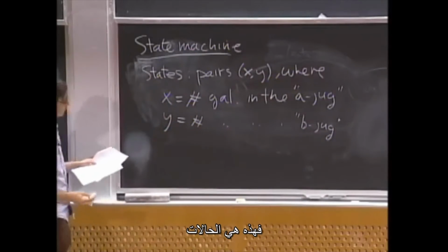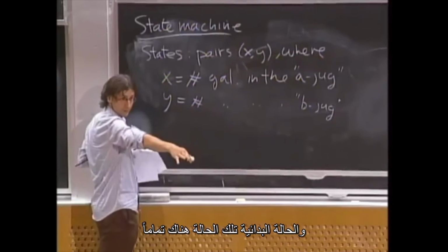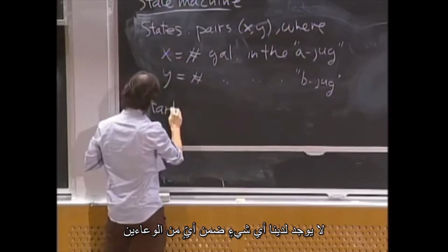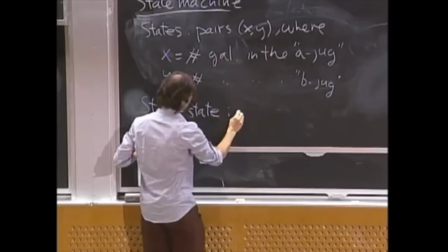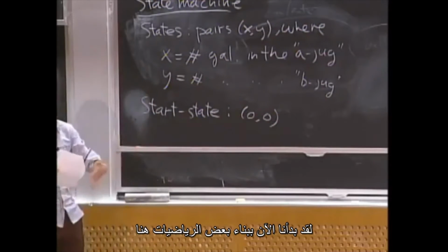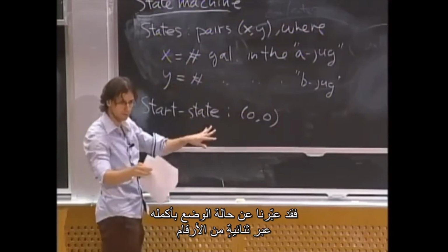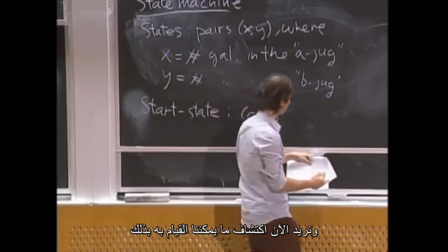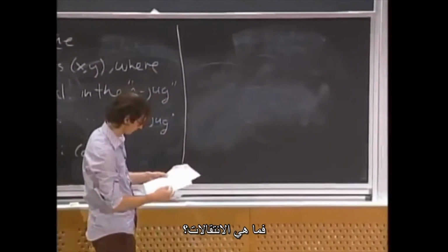So these are the states, and the start state is exactly as it is right there. We have nothing in either of the jugs, so that's the pair 0, 0. So now we start to build up some mathematics here, right? So we express the state of this whole situation by a pair of numbers. Now we need to find out what we can do with it. So what are the transitions?